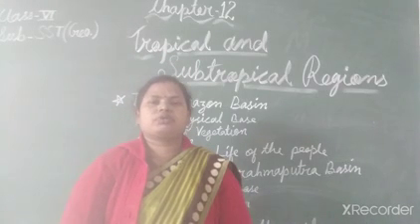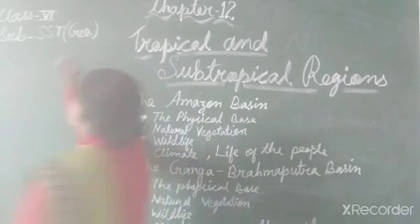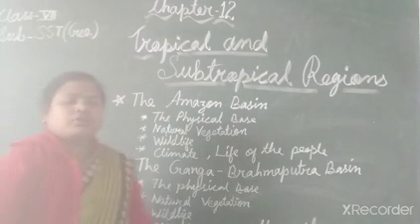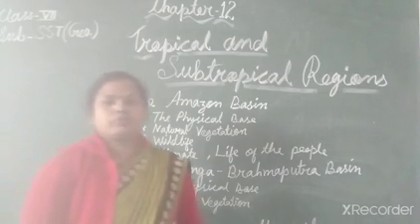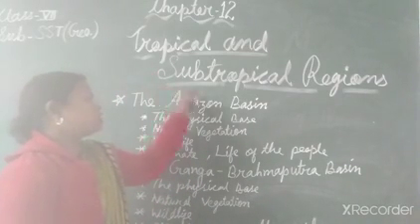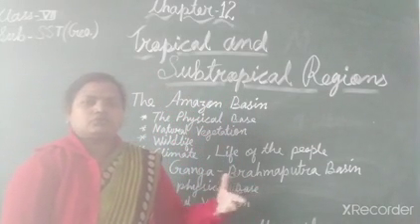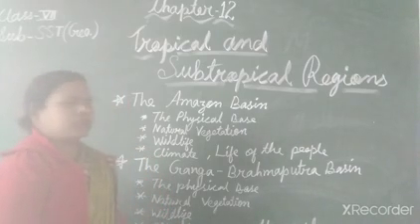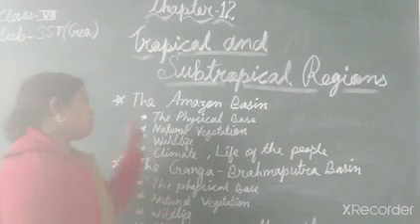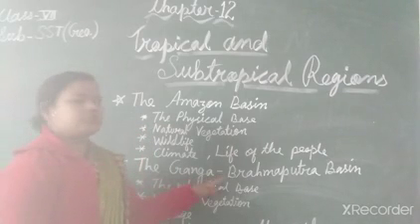In this video I am going to explain you chapter 12 of class 7. It is class 7 subject SST, and it is geography portion. As you know, the name of the chapter is the tropical and the subtropical region in our country and also over the world. So here we are mainly going to study about the two main points. The first is the Amazon basin, and second is the Ganga Brahmaputra basin.